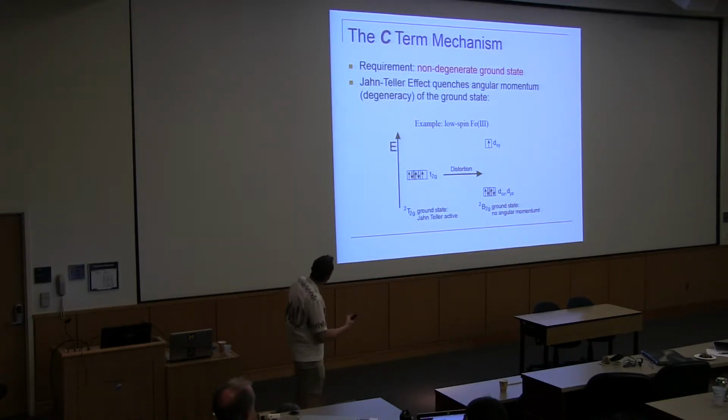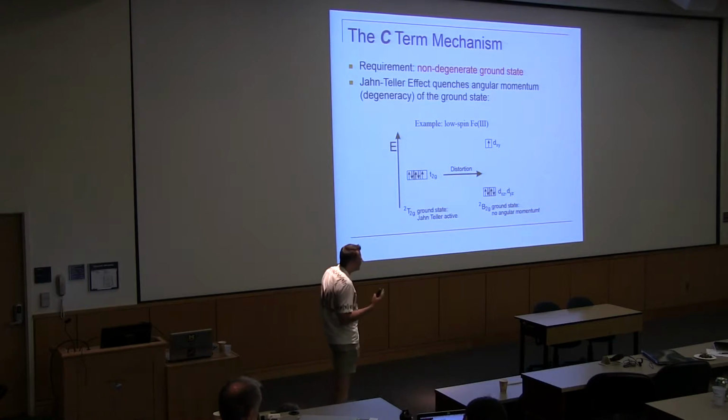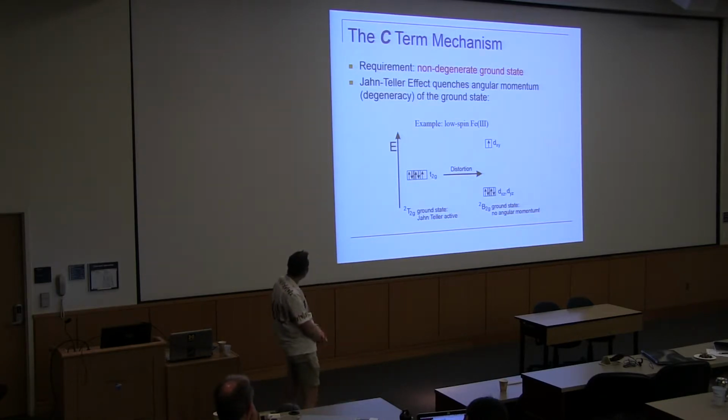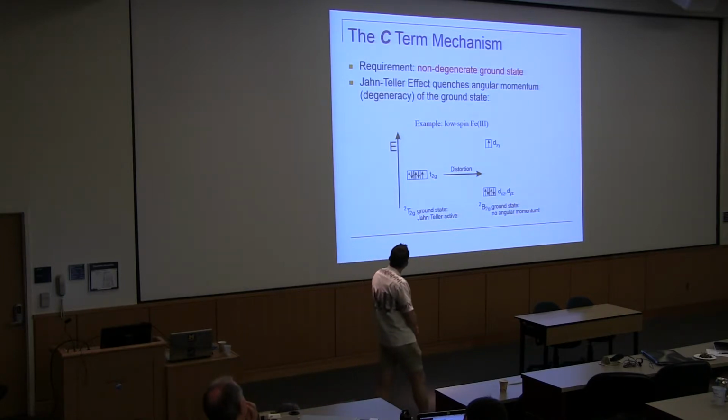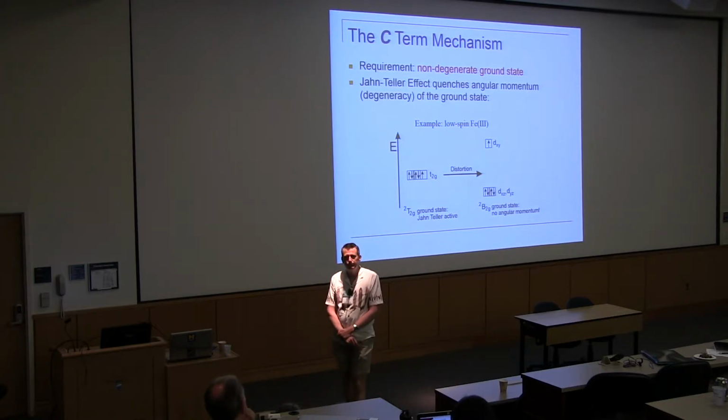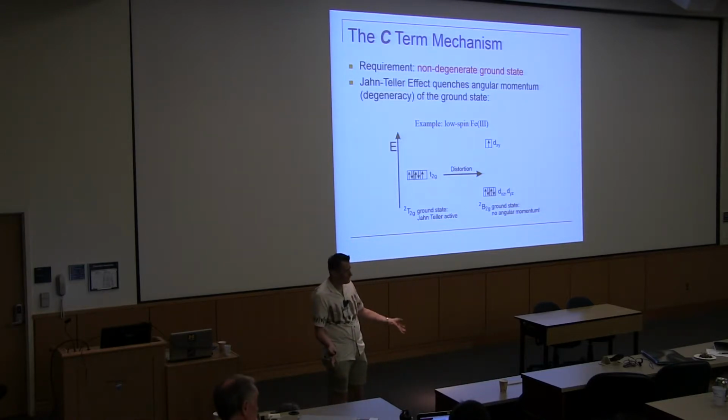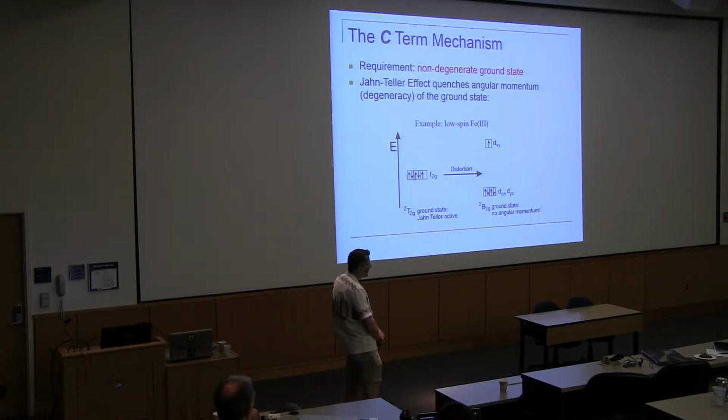So if we talk about a non-degenerate ground state, really what we're talking about most of the time is spin degeneracy. You have to kind of force your system in a way that suppresses the Jahn-Teller effect in order to get orbital degeneracy. So that means that the C term is generally only observed for paramagnetic complexes. If you have spin degeneracy, you have unpaired electrons, you have something that's paramagnetic. So the C term is a mechanism we can use to specifically look at paramagnetic centers.